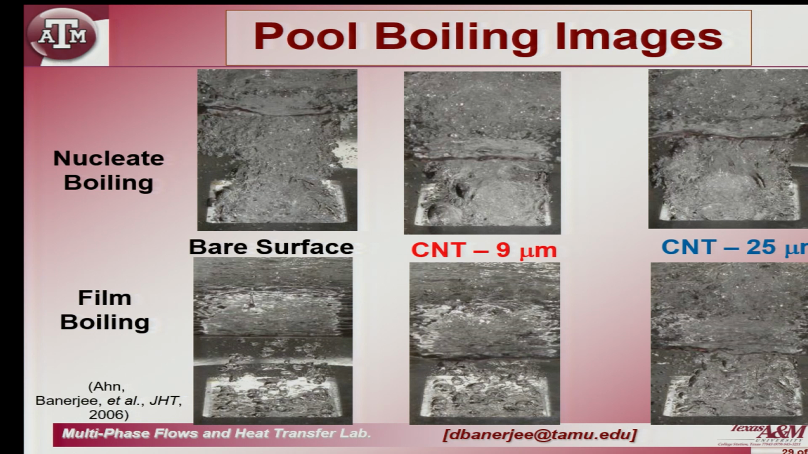Now, without coating I get a very nice smooth mirror surface. When I use a 10 micron coating, the mirror surface is not disrupted. When I go to a 25 micron coating, the mirror surface has gone. The whole vapor blanket has collapsed.